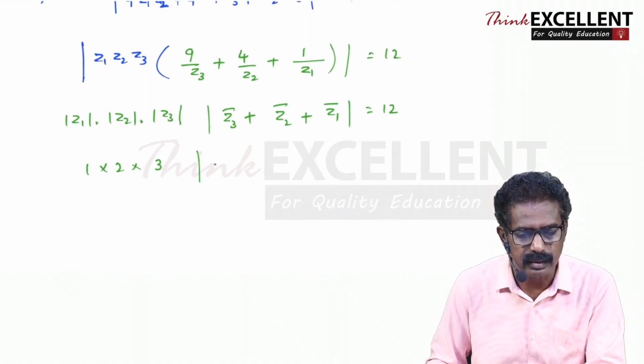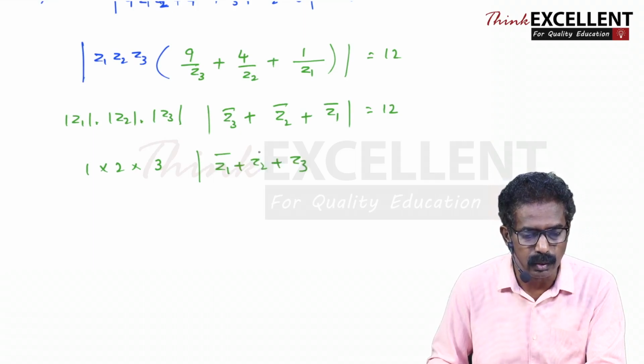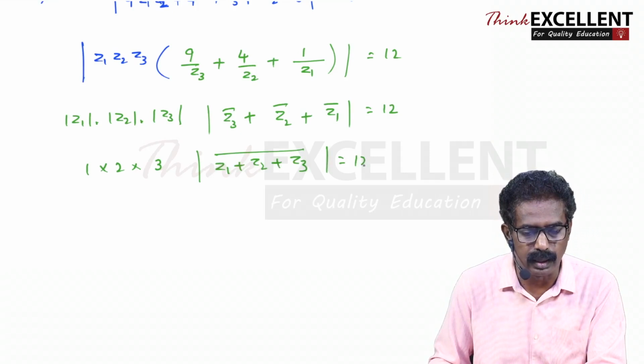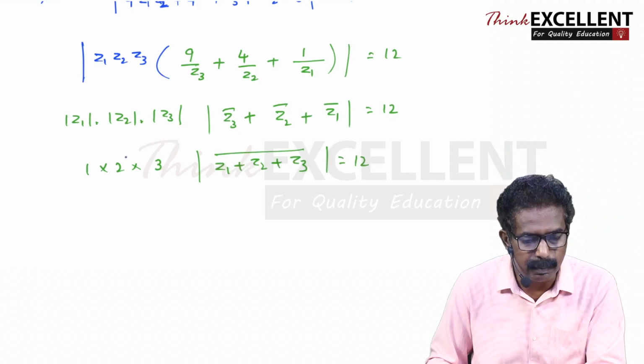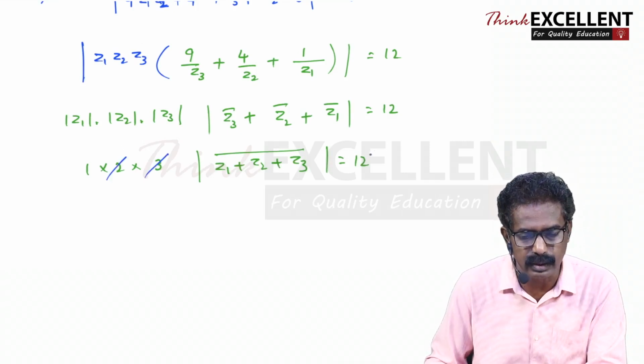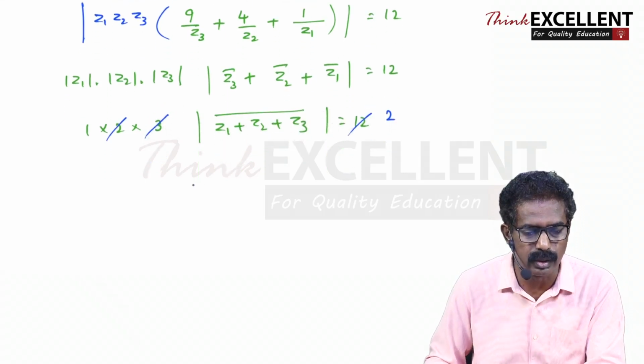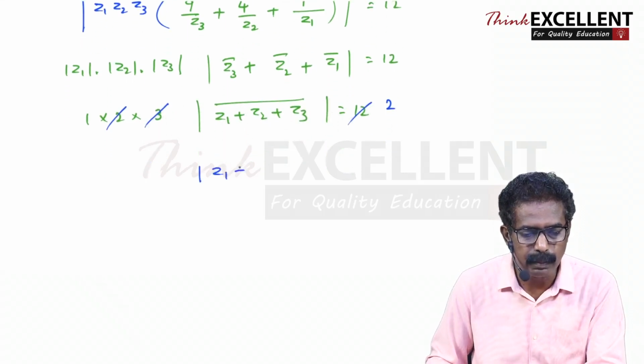Here you can write it as the whole bar and arrange in order: Z1 plus Z2 plus Z3, the whole bar, equal to 12. So cancel the numbers. 2 into 3 is 6. Cancel the 6, you get 2. So modulus of Z1 plus Z2 plus Z3, the whole bar, is equal to 2.